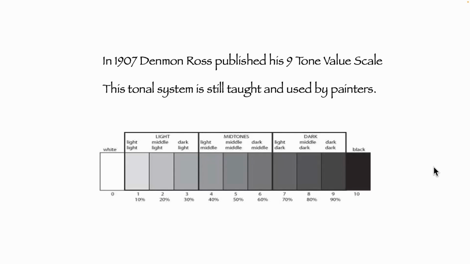It's been known for a long time, and it was codified back in 1907 by Ross. He was a professor at Harvard, and he developed a 9-tone scale to help painters and printers use their colors to transmit information to the viewers. And this system is still taught and used today. 9 tones plus black and white.